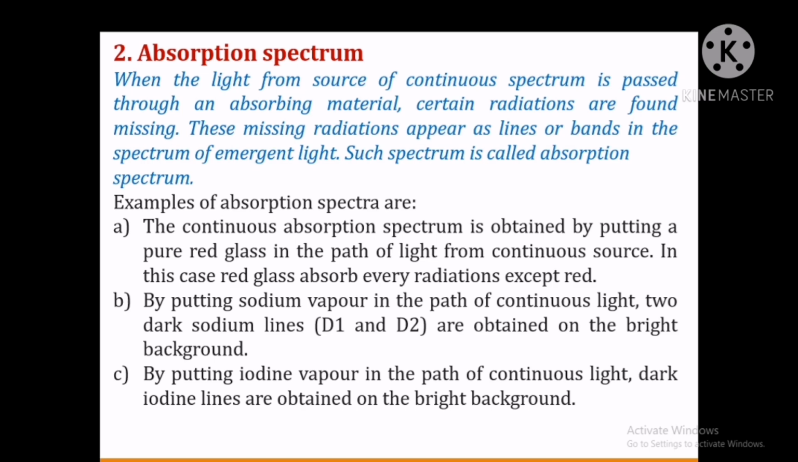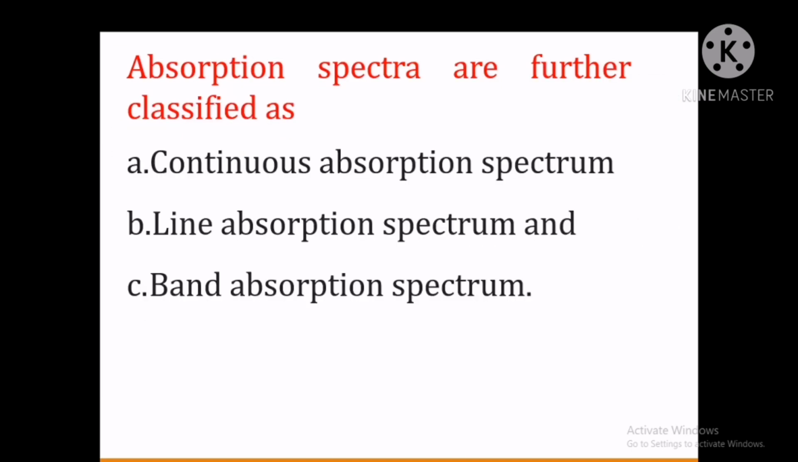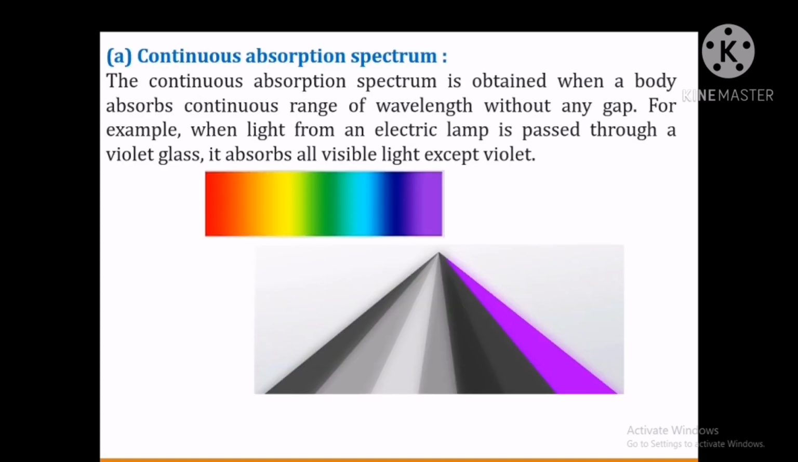Second example is by putting sodium vapor in the path of continuous light, two dark sodium lines D1 and D2 are obtained on the bright background. And third one is by putting iodine vapor in the path of continuous light, dark iodine lines are obtained on the bright background. Once again, absorption spectra are further classified into three types: continuous absorption spectrum, line absorption spectrum, and band absorption spectrum.